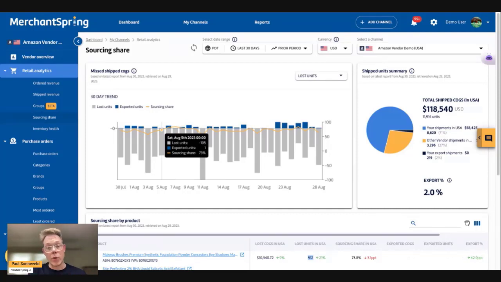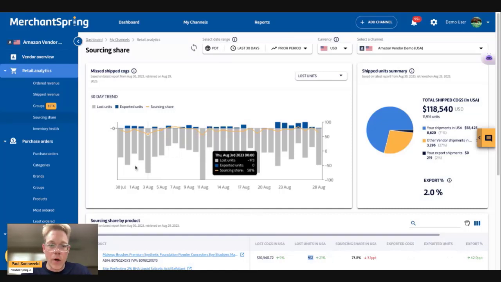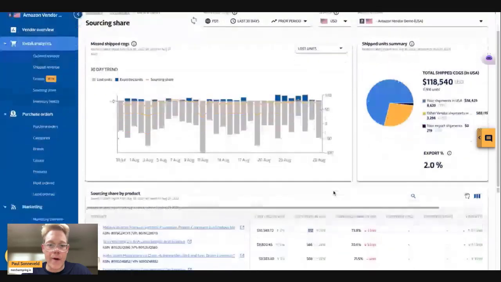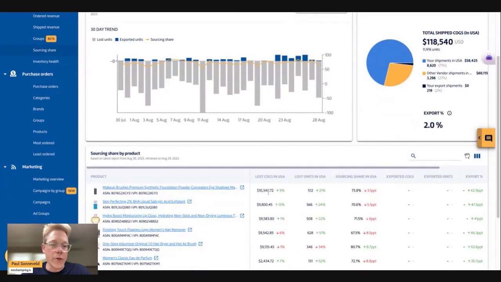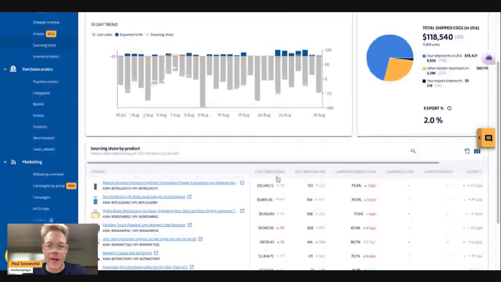So that's one side of the coin where Amazon is sourcing stock from somewhere else. And the table below here, obviously you can see the trend here across your entire account. The table below here will then help you identify what those products are. Which particular product is Amazon sourcing elsewhere. So that gives you insight into that.